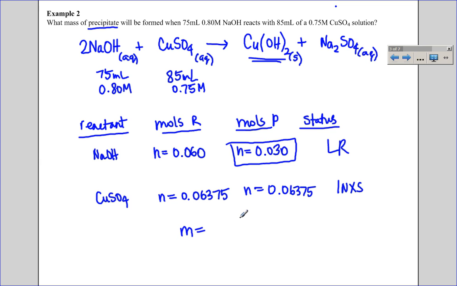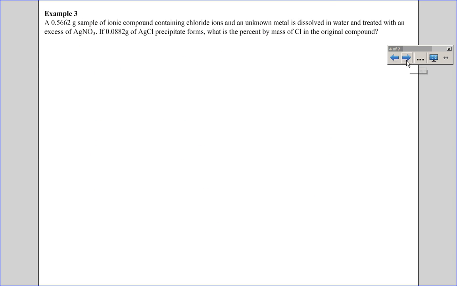In my last step, I can find the mass of the copper hydroxide, so I can multiply the moles of the copper hydroxide that I'm able to produce by the molar mass, which is 97.57, and I find that I'm able to produce 2.9 grams of the copper hydroxide. So this setup is exactly the same as it was in the previous unit when we studied limiting reactants. The difference is that we're dealing with concentrations and volumes instead of only being given the masses.